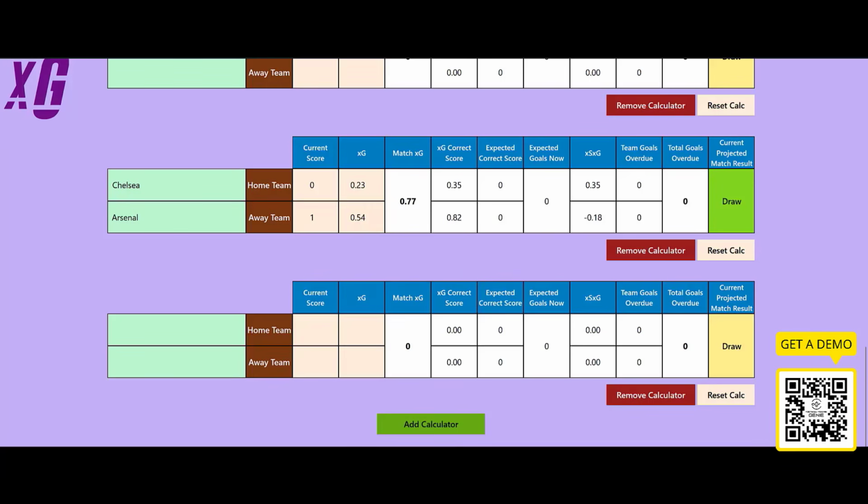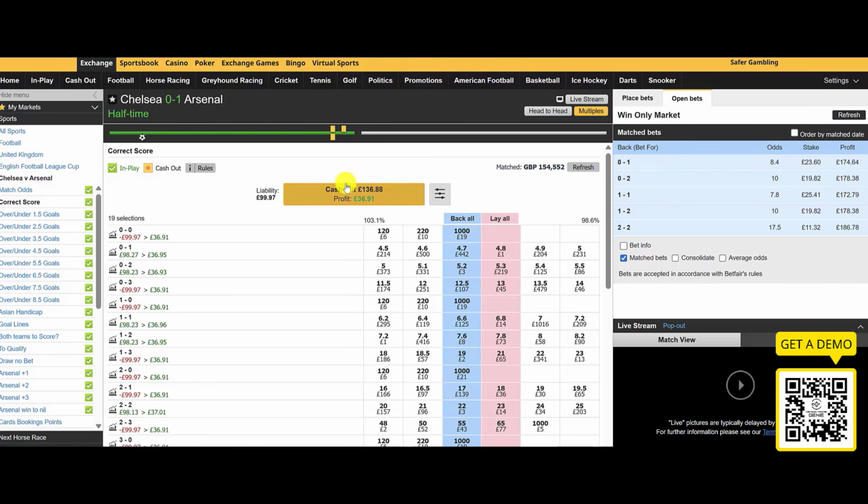But let's have a look at the data. So we can see after plugging in these XG numbers, we're right where we should be. If it was 0-0, we'd be expecting a goal. Expected match result, currently a draw, so we could be looking potentially at Chelsea getting back into this. So anyway, we've got a few options. Obviously, taking a profit is one, letting it run is another. But I do see at least another goal in this one.